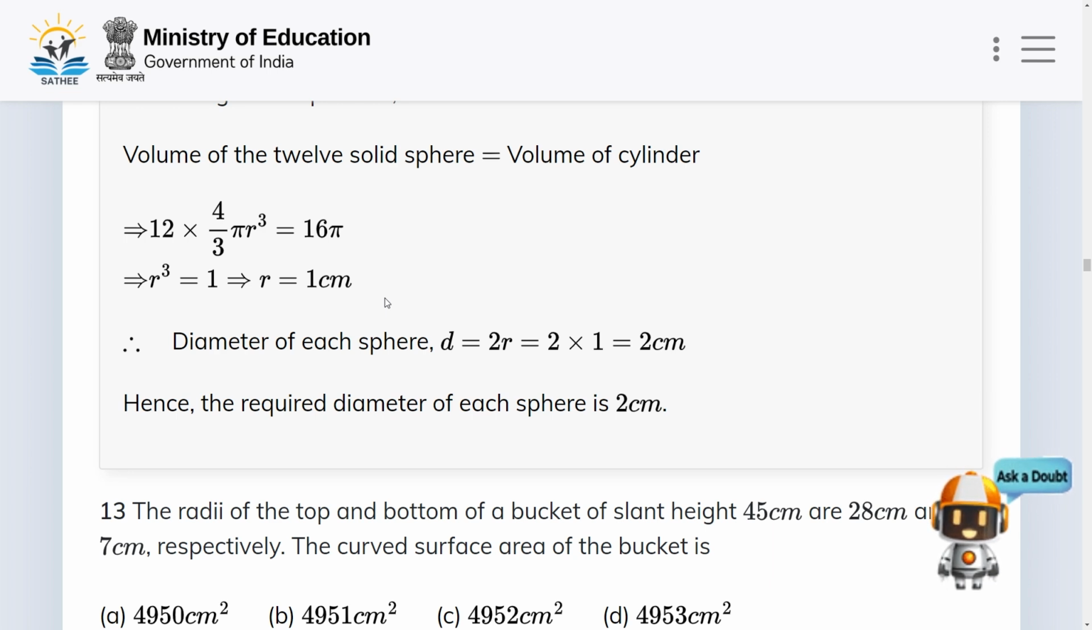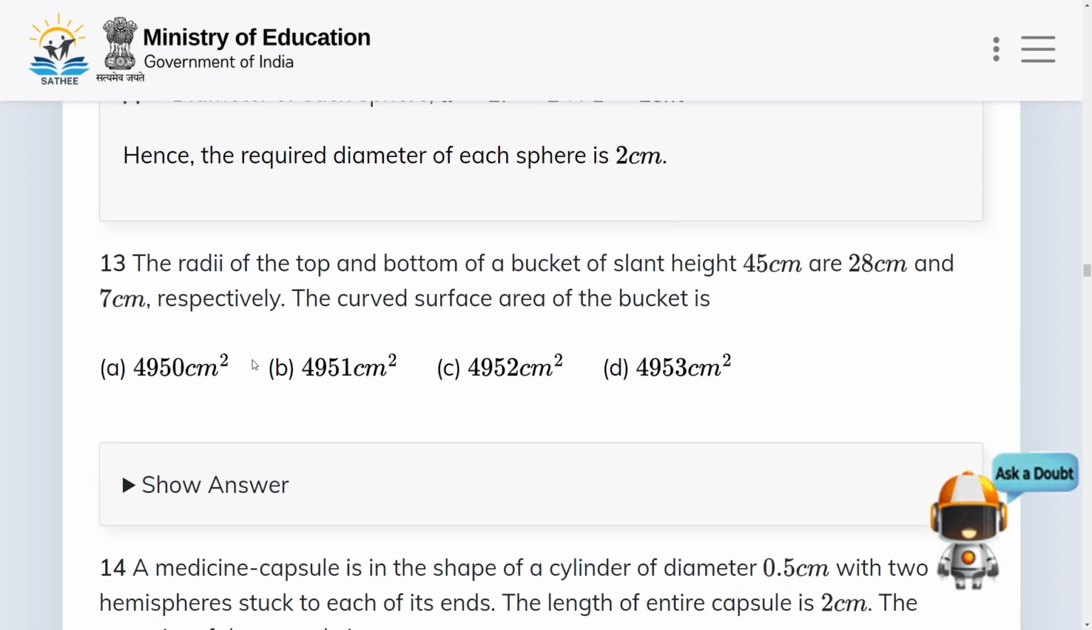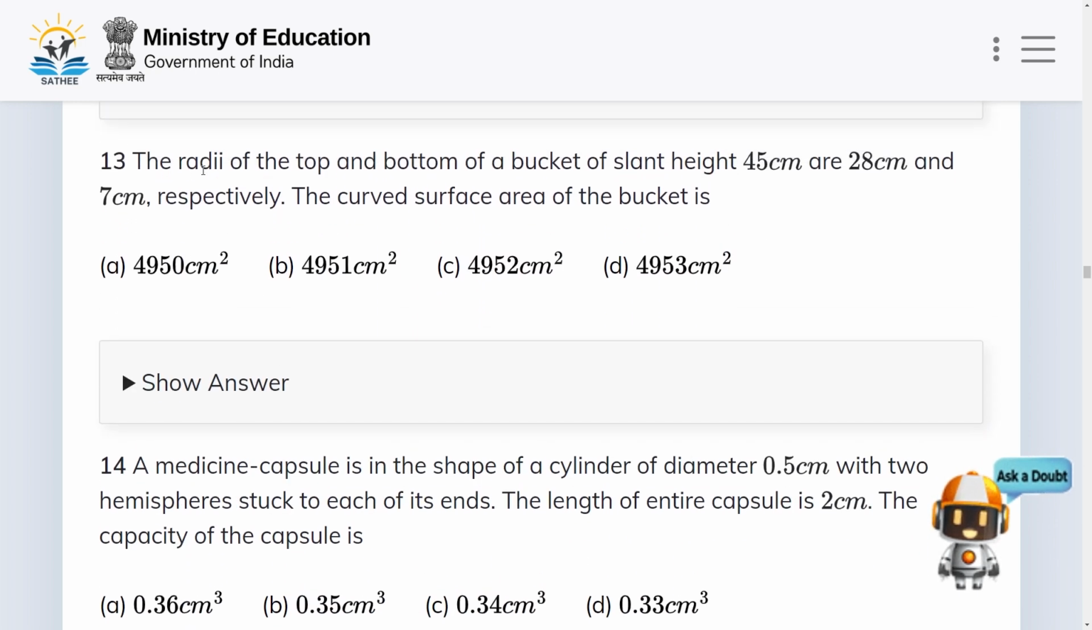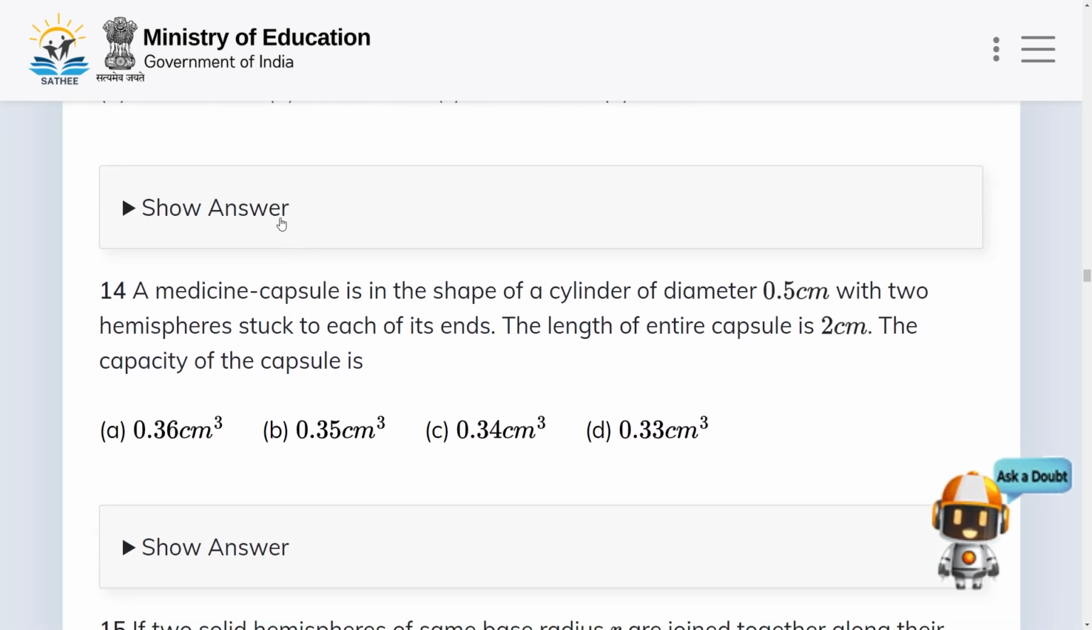And now let us move to the next problem. Here we have the radii of the top and bottom of a bucket of slant height 45 centimeter as 28 centimeter and 7 centimeter respectively, and the curved surface area of the bucket is what? In this problem we need to find the curved surface area of the bucket. So let us solve this problem.